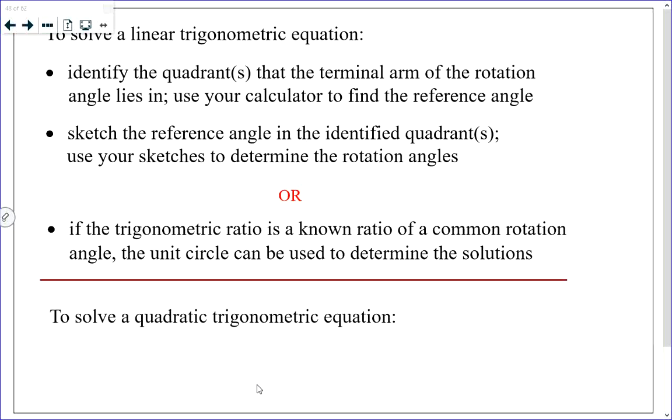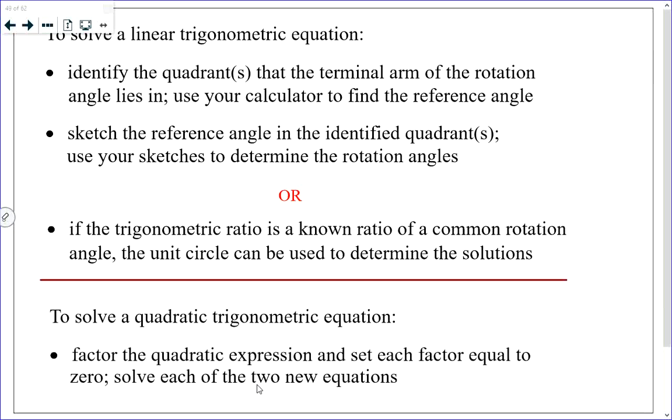Moving on, if you have a quadratic trigonometric equation, basically you factor it and set each factor equal to 0. When you factor a quadratic trig equation, you're going to get 2 linear factors, and that's going to take you back to the top of the page where you're solving linear trigonometric equations.